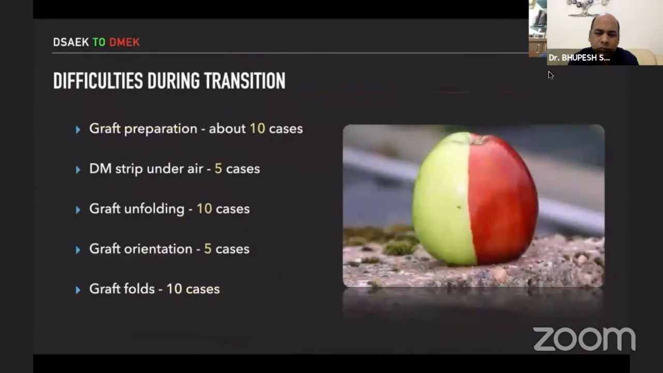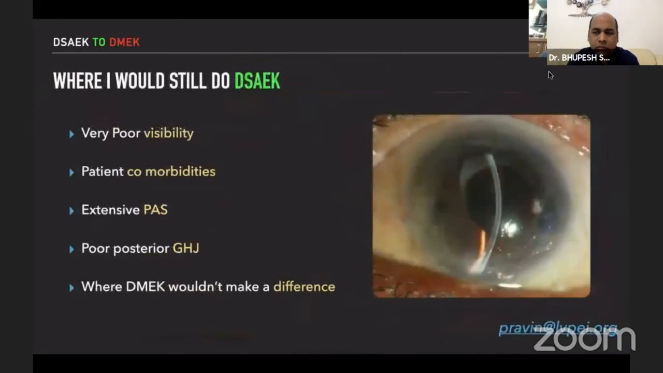There are some difficulties during transition, and you might need about 10 to 15 cases to become a very good surgeon in DMEK in your initial learning curve. But there are a few cases where you would still consider DSAEK: where you have very poor visibility, the patient has comorbidities that do not allow them to lie flat, extensive PAS, if you have a poor posterior graft-host junction, and where DMEK really would not make a difference from the point of view of visual acuity of the patient's eye. Thank you very much.